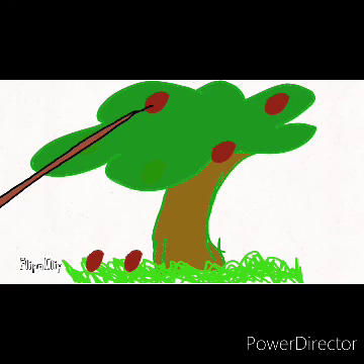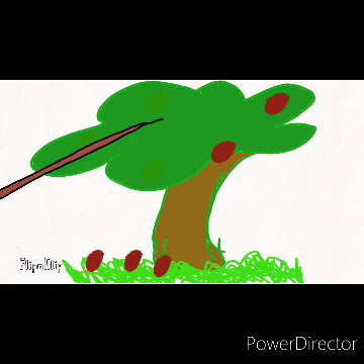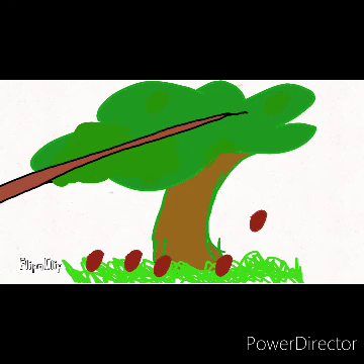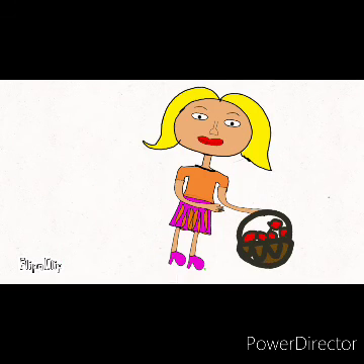She picks the third one. So now there are 1, 2 mangoes. She picks the fourth one. And she also picks the fifth one, leaving 0 mangoes on the tree. She takes her mangoes in her basket and goes away.